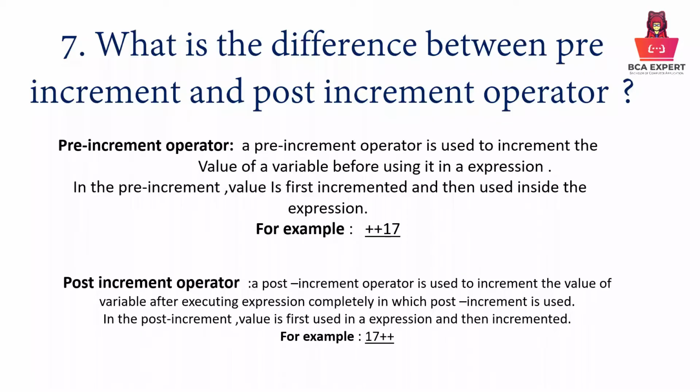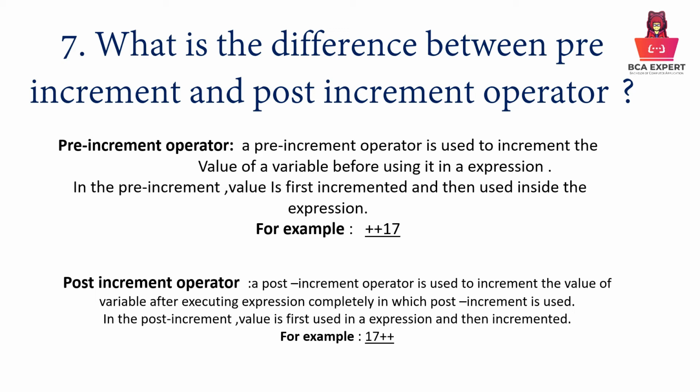Pre-increment operator is used to increment the value of the variable before using it in an expression. It means in the pre-increment, the value is first incremented and then used inside the expression. For example, you can say ++7. First the expression, then we add the numbers.